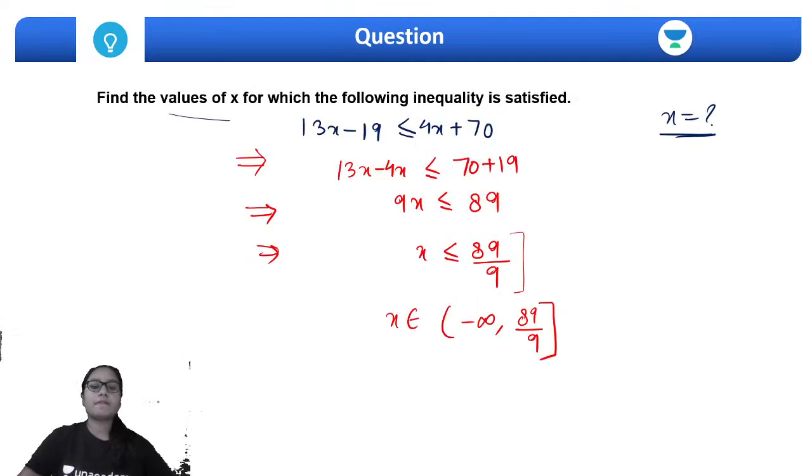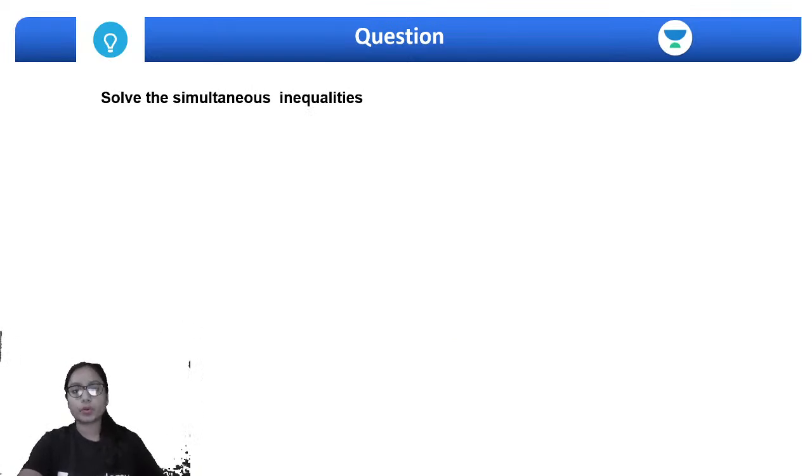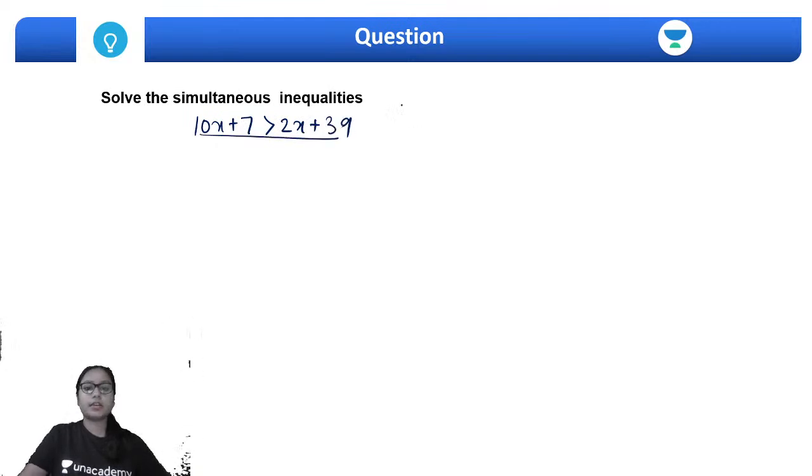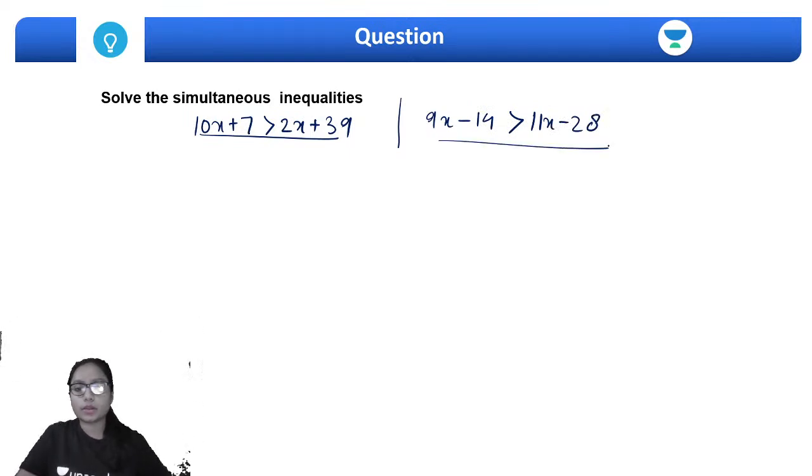Okay, all right, let's continue with another question. So here I just have one inequality. Now let us try to solve two inequalities simultaneously. How we solve them is that we solve both the inequalities separately. Then the correct answer is the intersection of both the sets. So we have this inequality: 10x plus 7 is greater than 2x plus 39. This is one. The other inequality is 9x minus 14 is greater than 11x minus 28. Please try to solve them.